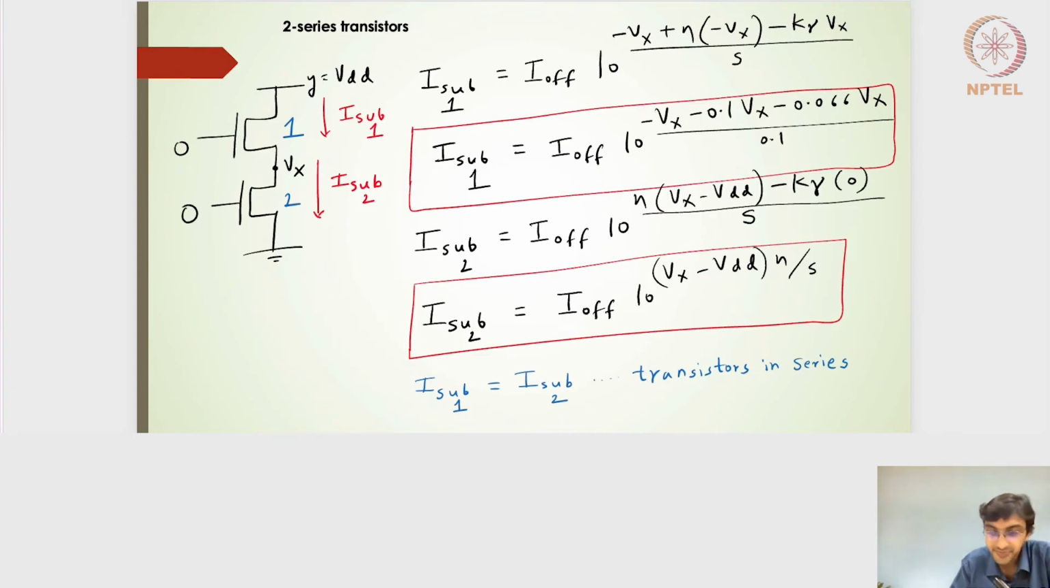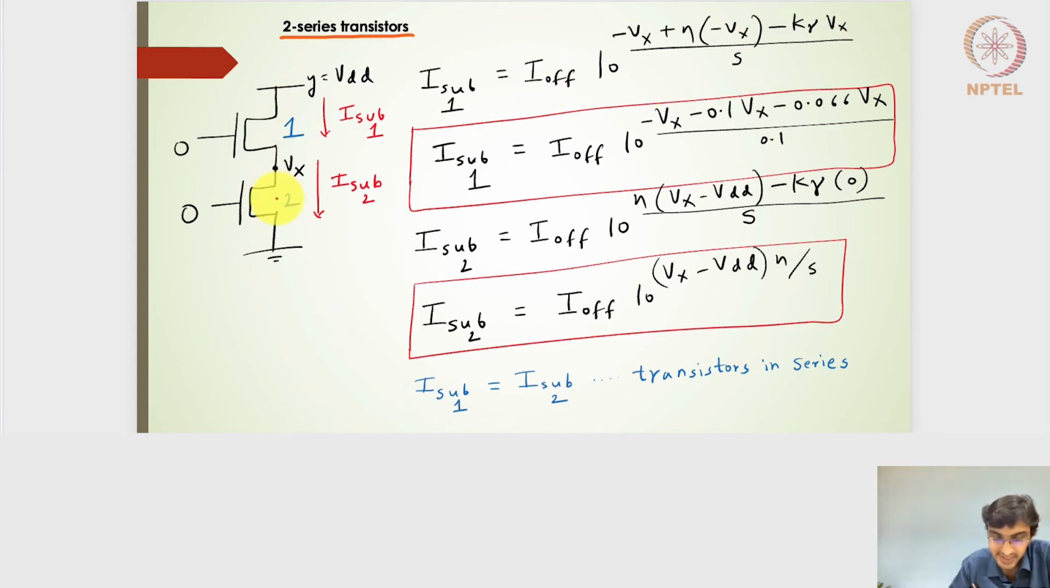Moving on. Let's say I have two series transistors, and both of them are off. That means it is not above the threshold. So the VGS for transistor 1 and VGS for the second transistor are both below 0.3. So it is already in the subthreshold region, and we should be able to calculate the subthreshold current using this particular expression.